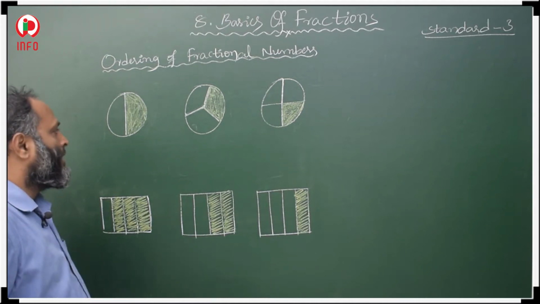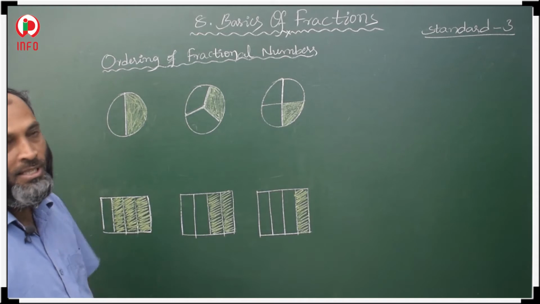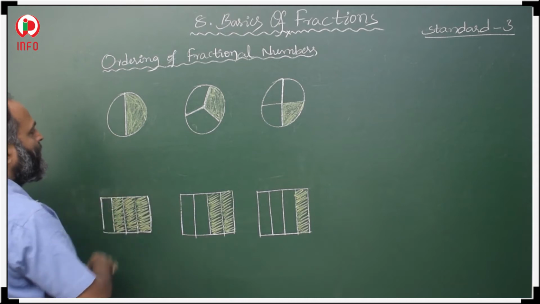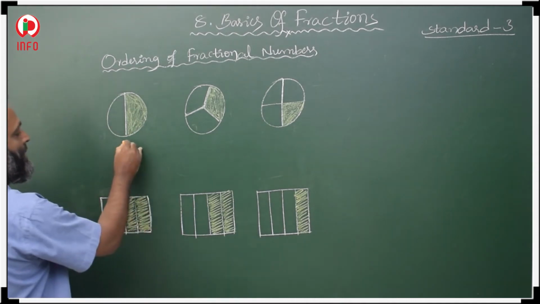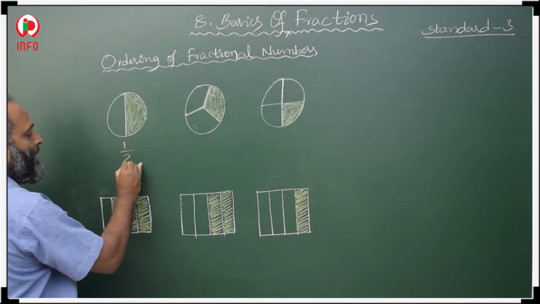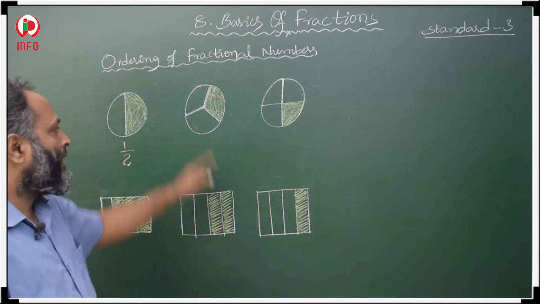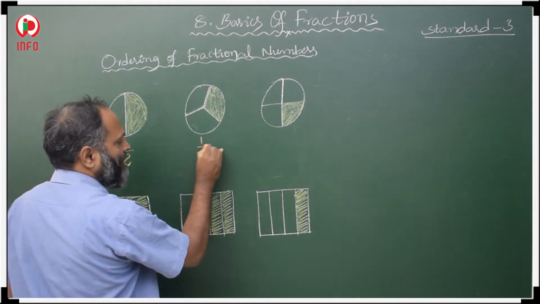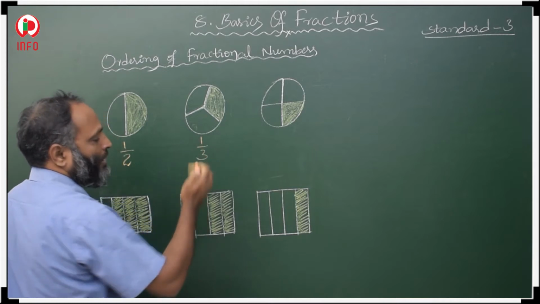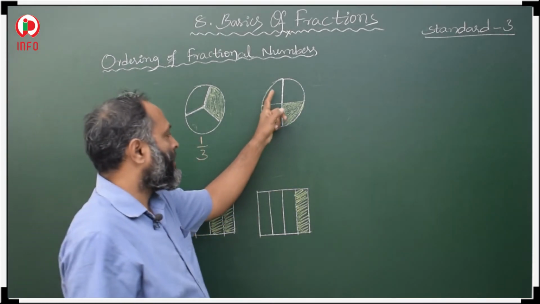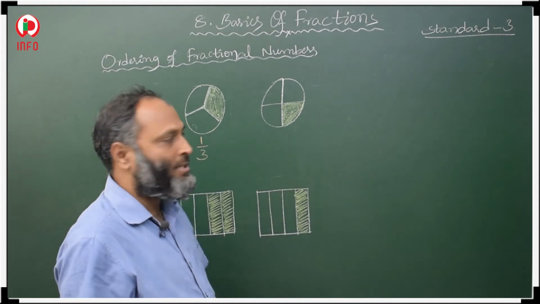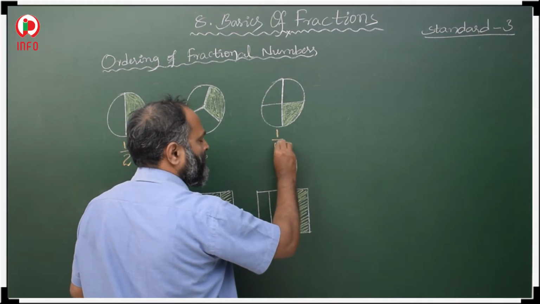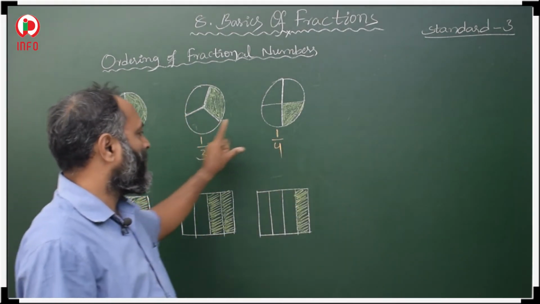First of all, we have to write the fractional values of all these 3 circles. Here this circle is divided into 2 parts, in that one part is shaded, that is 1 by 2, the shaded portion is 1 by 2. Here this is divided into 3 equal parts, in that one part is shaded, it is 1 by 3, shaded part by total parts. This circle is divided into 4 equal parts, in that one part is shaded, it is 1 by 4. 1 by 2, 1 by 3, 1 by 4.